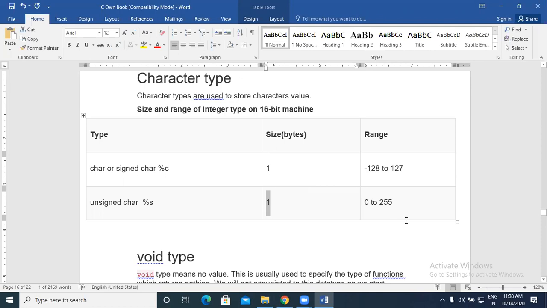So this is your character data type. Only two character data types are there. First, that is a single character. Second, that is an unsigned character, that is a string, right? So which is considered as a character data type.